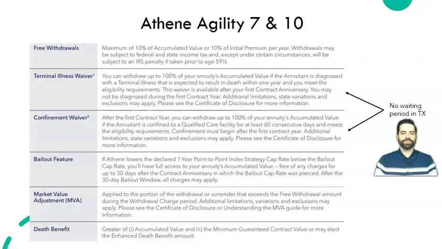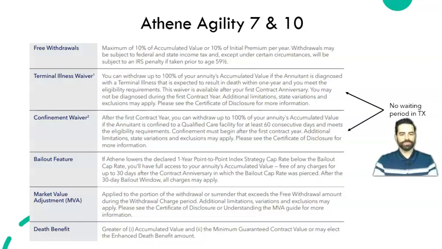You do have a bailout feature: if Athene lowers the declared 1-year point-to-point index strategy cap rate below the bailout cap rate, you'll have full access to your annuity's accumulated value. So they have a certain rate that if it goes below, you can access all of your money, okay, free of any charges for up to 30 days.